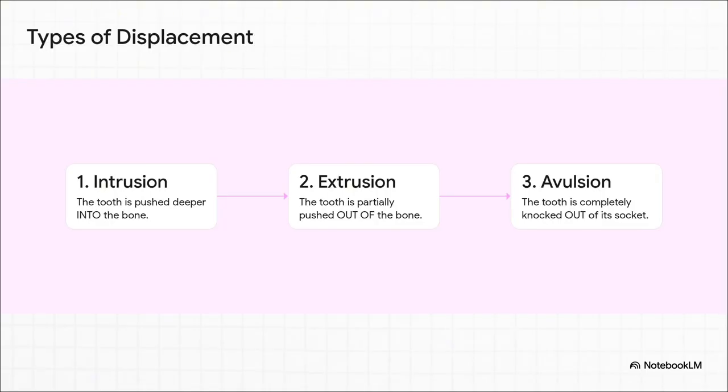Intrusion is when it gets shoved deeper into the bone. Extrusion is the opposite. It's partially pushed out of the bone. And then there's avulsion, which is the most dramatic one. That's when the tooth is knocked completely, totally out of its socket.